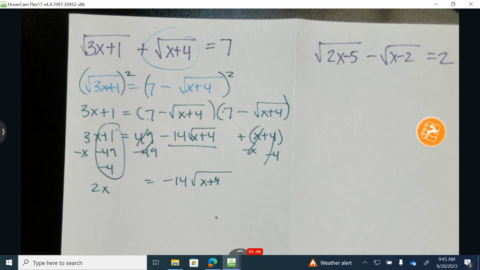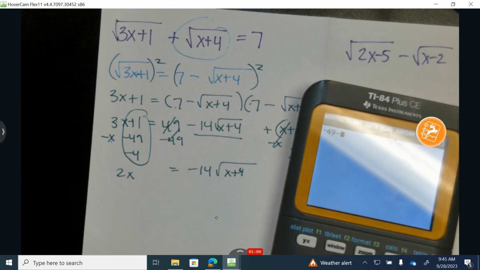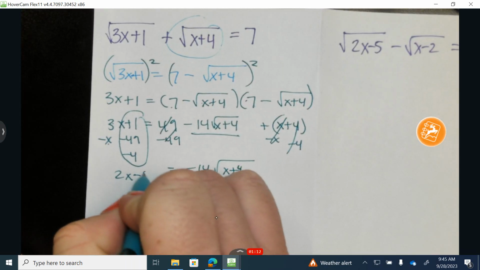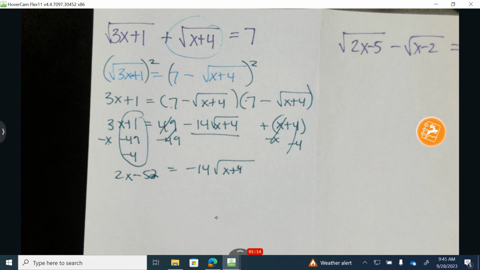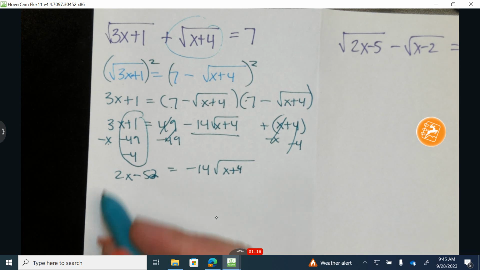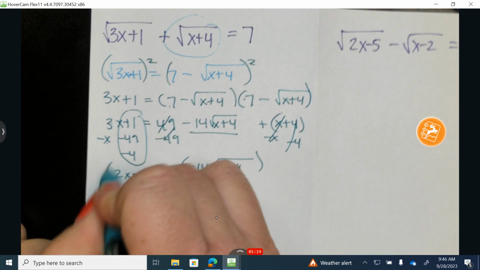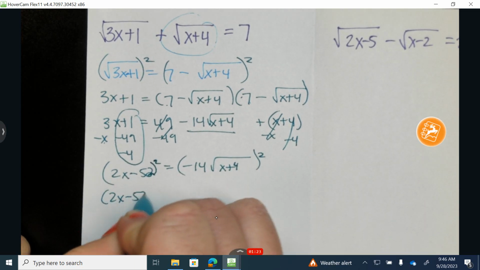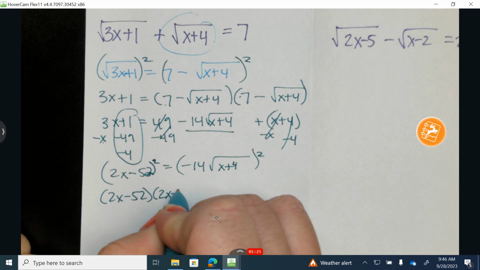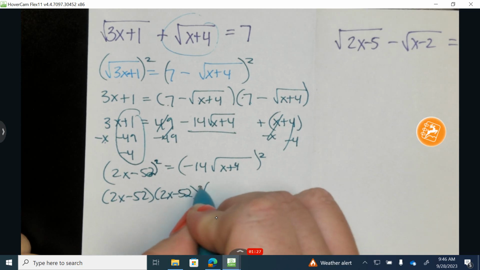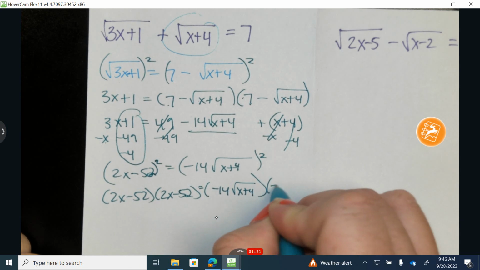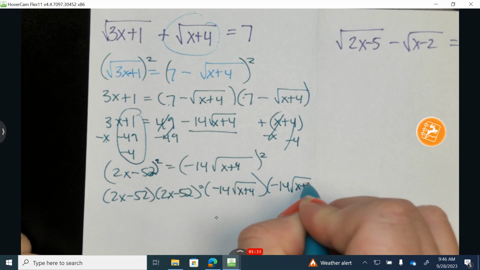What do we have here? So I have negative 49 minus 4 plus 1 should be negative 52. Now, when I look at this, I don't want to go ahead and divide by 14 because that's going to give me some kind of ugly fraction. So instead, I'm going to square both the left and the right. 2x minus 52, 2x minus 52 equals negative 14 times this quantity and negative 14 times this quantity.